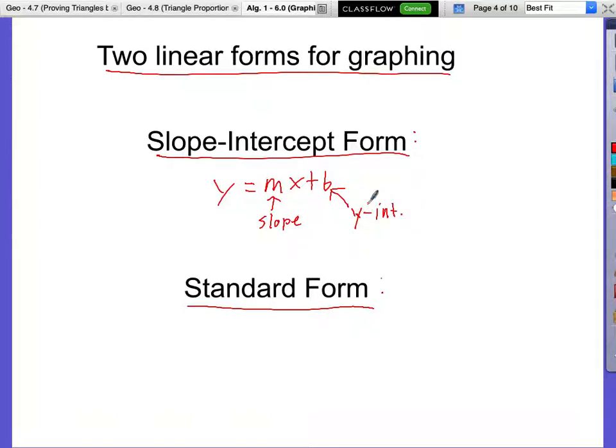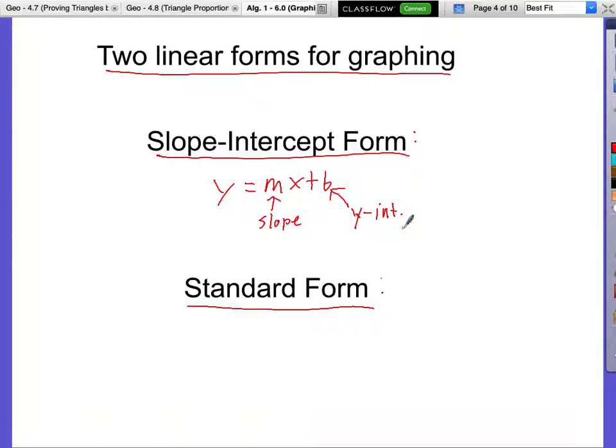So, this is called slope-intercept form. What two parts do we have? Slope-intercept. How cool is that, okay? Pretty neat, pretty rad, I would say.